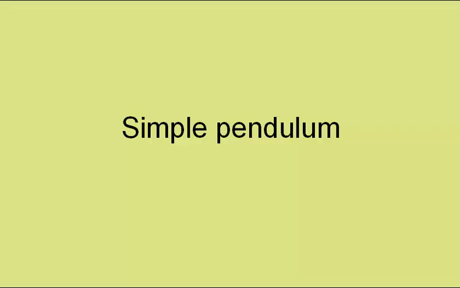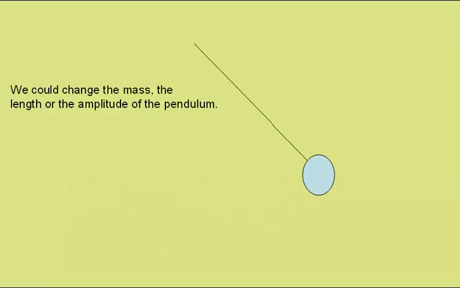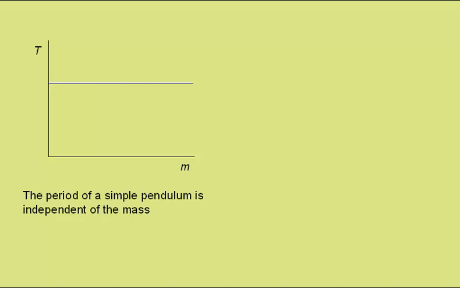The simple pendulum. If we experiment with a simple pendulum, like this, we could change the mass, the length, or the amplitude of the swing of the pendulum. If we change the mass and measure the time period, we find this. The period of a simple pendulum is independent of the mass.